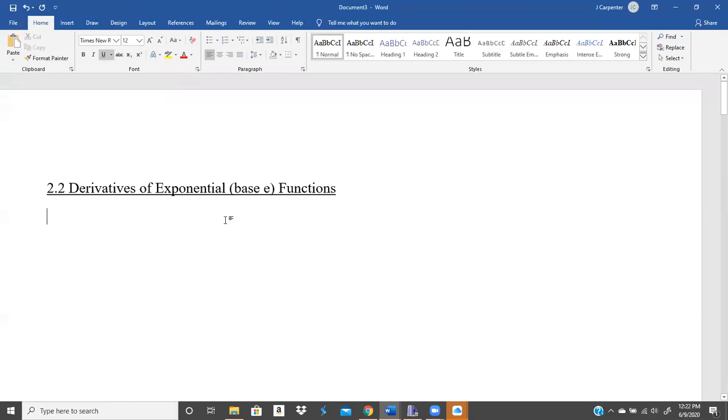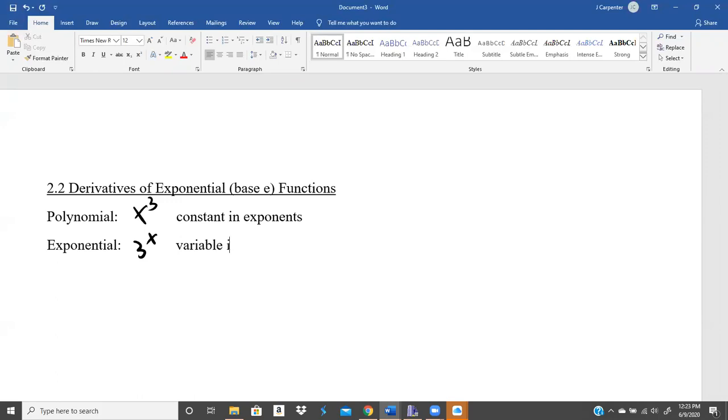Well, let's remind ourselves what an exponential function is versus a polynomial. A polynomial is something like x to the third, whereas an exponential is something like 3 to the x. Polynomials can have multiple terms, exponentials can have multiple terms. The point is a polynomial has a constant in the exponent, whereas exponentials have a variable in the exponents.